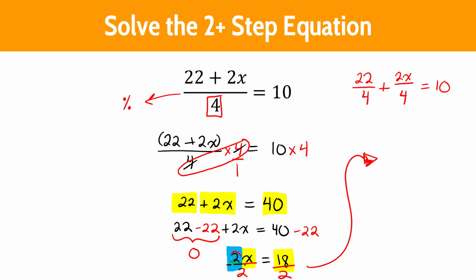So 2 divided by 2, that is 1. 1x is equal to 18 divided by 2. That is 9. So 1x is equal to 9, or x is equal to 9.